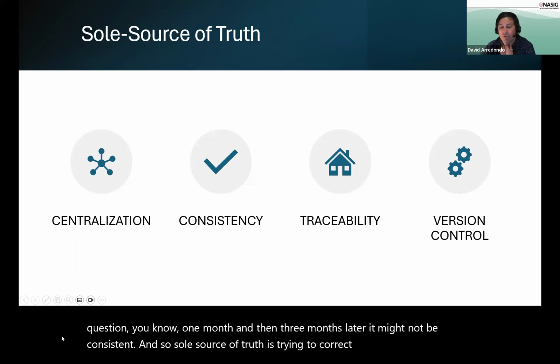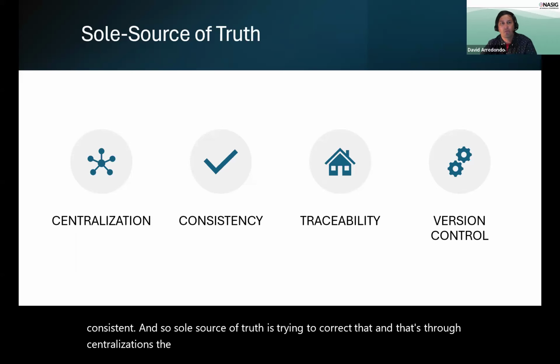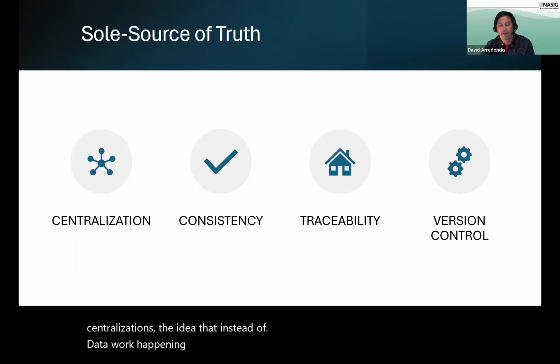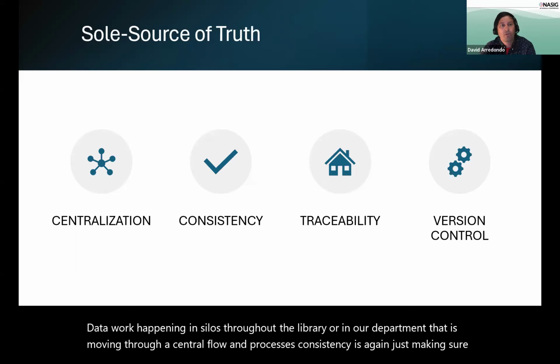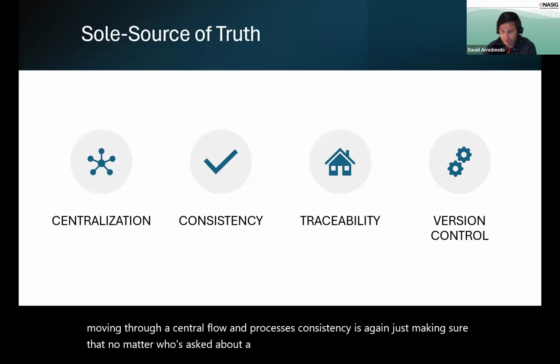And that's through centralization, the idea that instead of data work happening in silos throughout the library or in our department, it's moving through a central flow and processes. Consistency is again just making sure that no matter who's asked about a certain data point, they'll get the same answer.